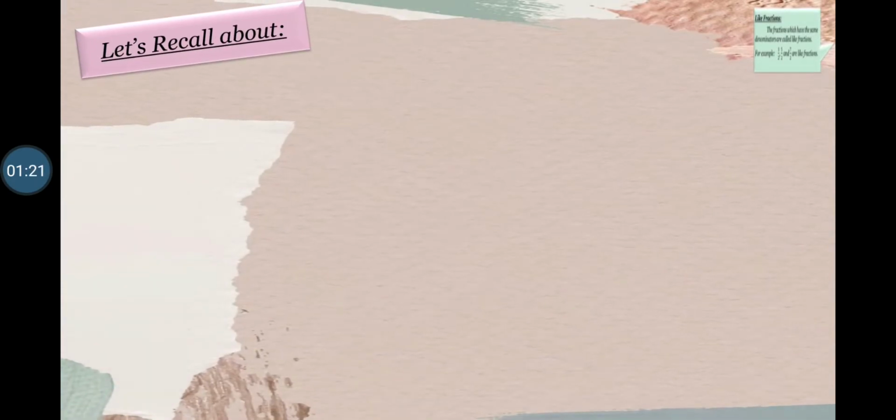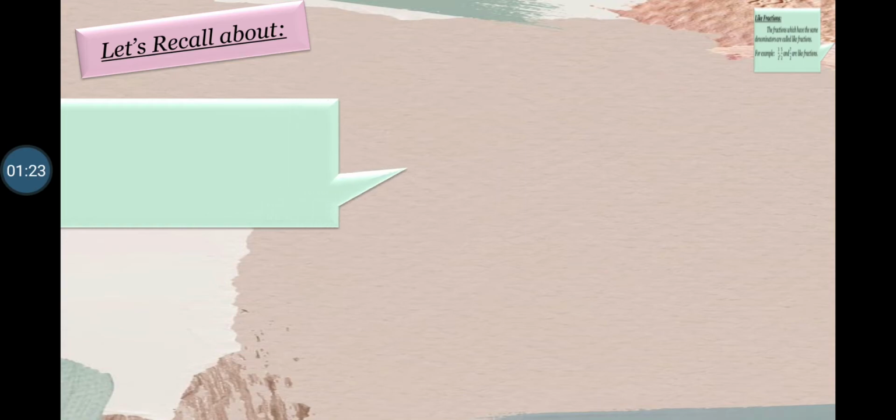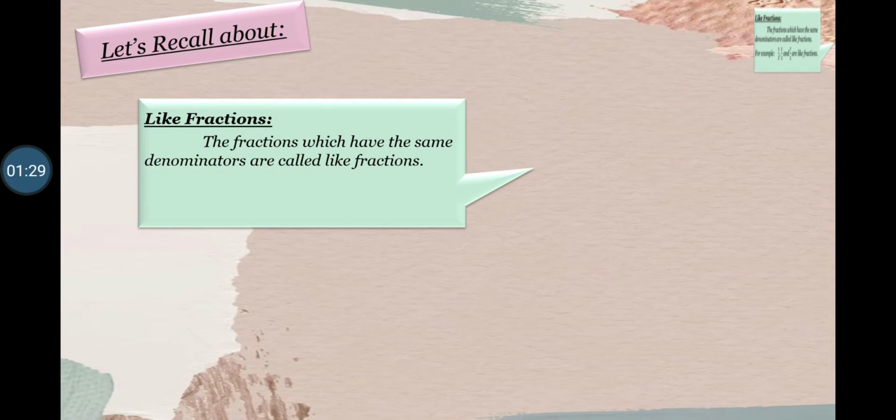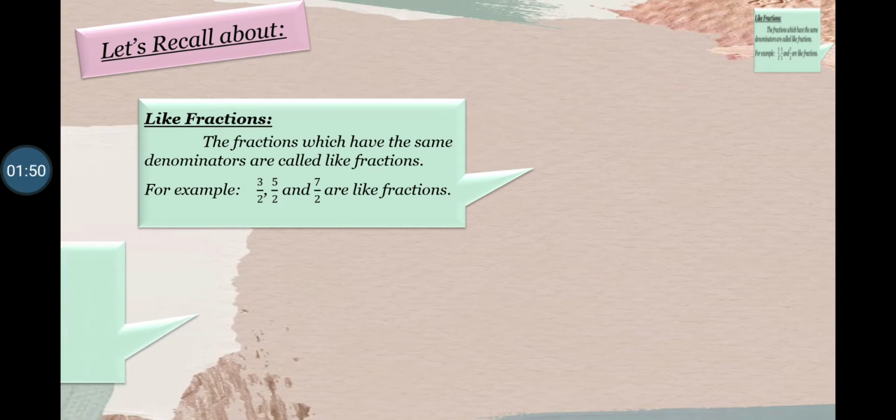So let's recall your memory about like fractions. The fractions which have the same denominators are called like fractions. As you can see in the example, 3 upon 2, 5 upon 2 and 7 upon 2. All these three fractions have the same denominator. So, we call them like fractions.